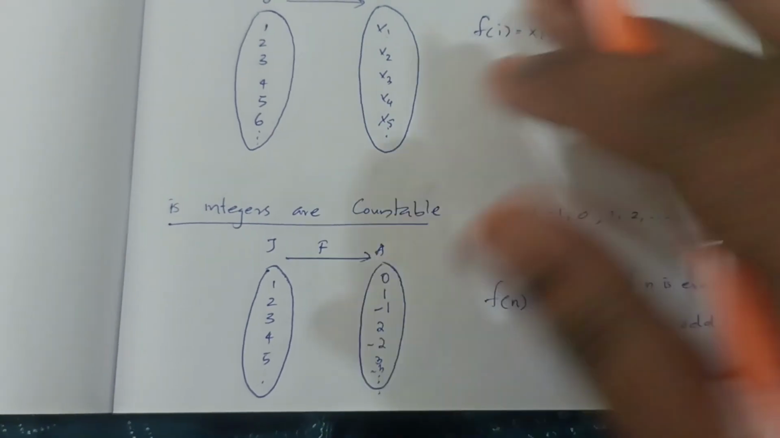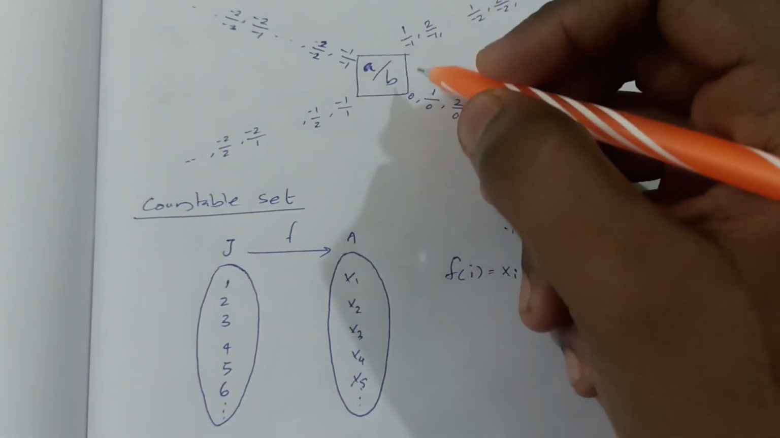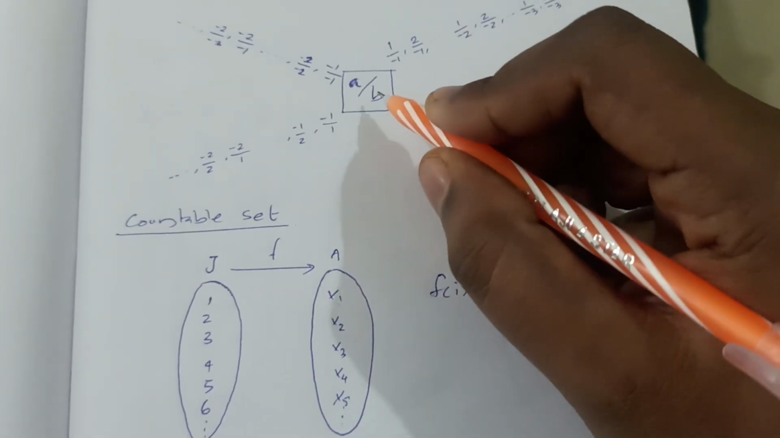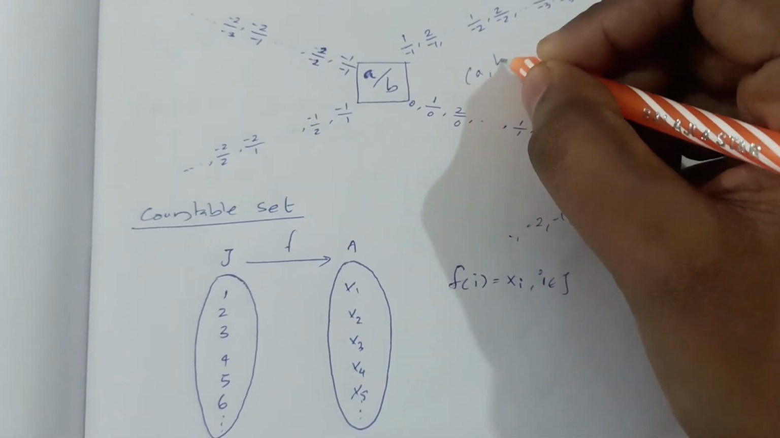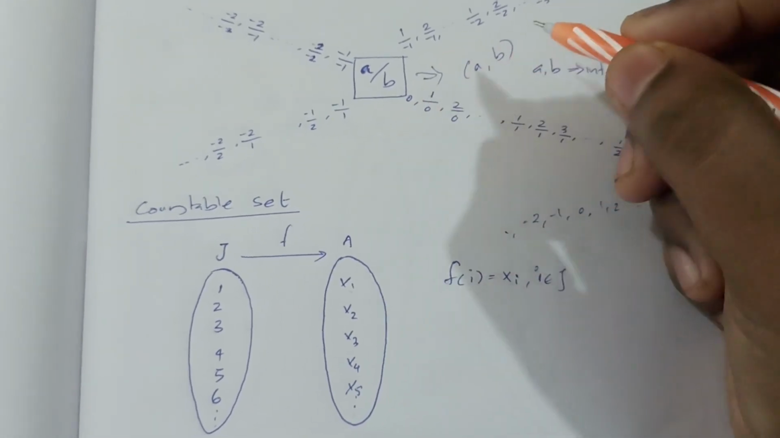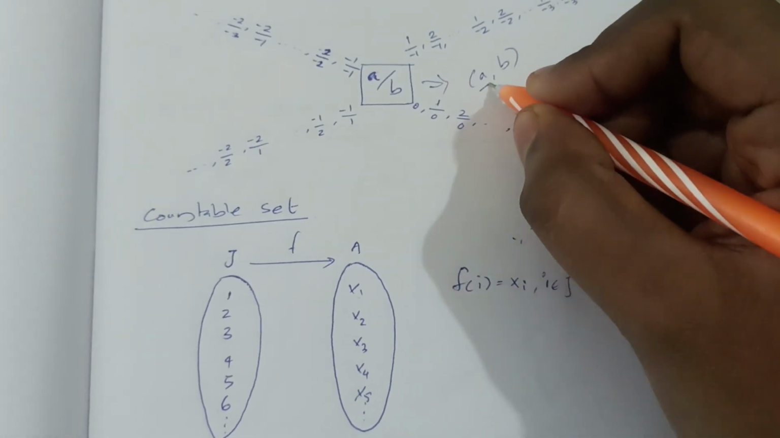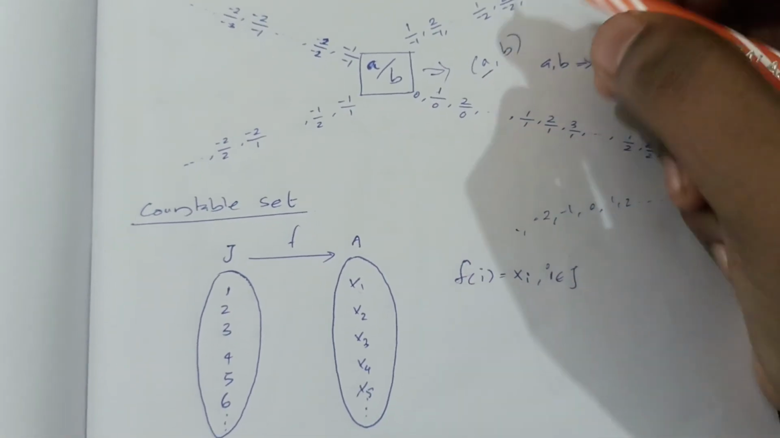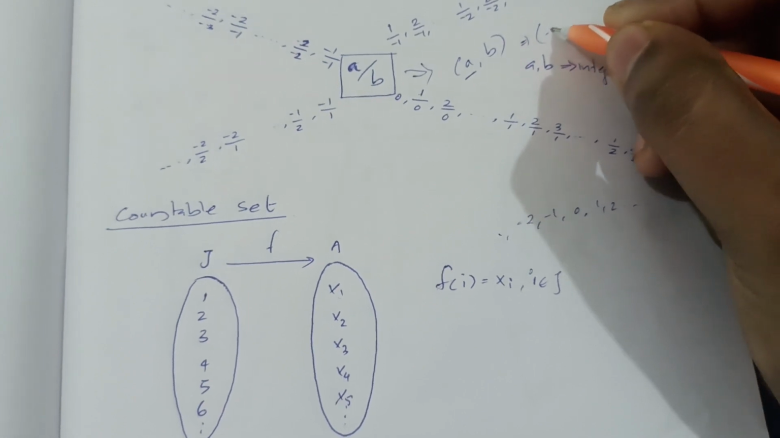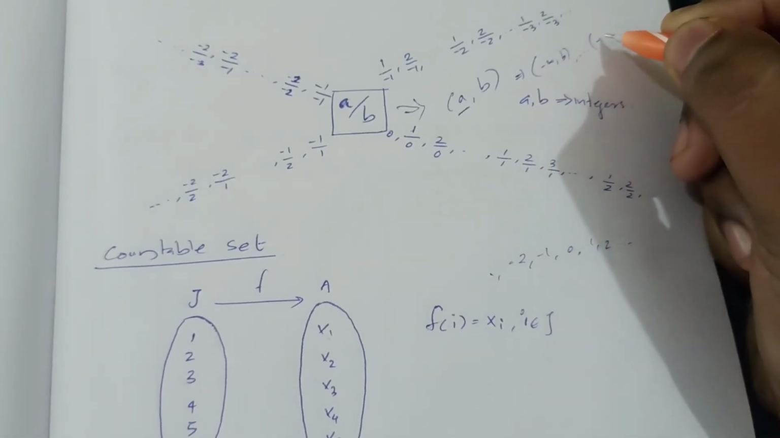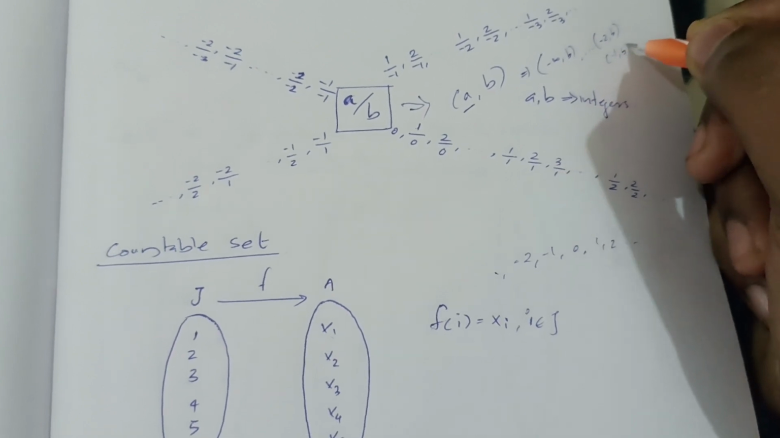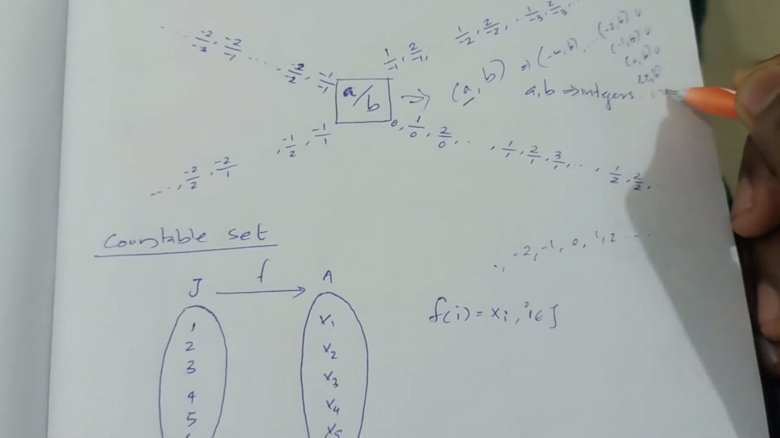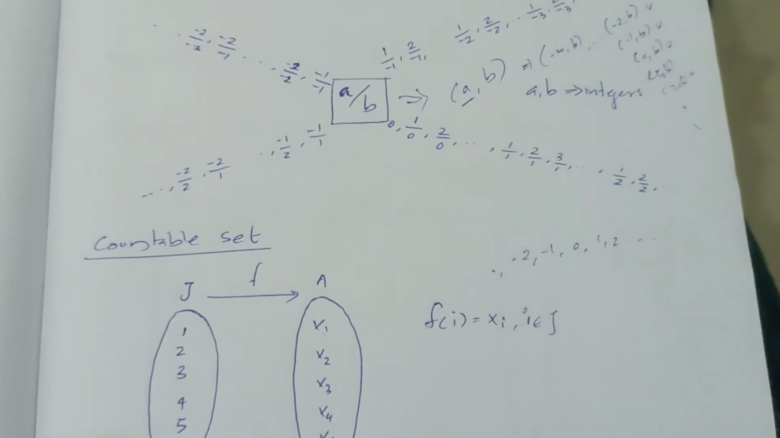Now what I am doing is, we know that the rational numbers are in the form of a by b. For understanding the concept easily, I am denoting a by b as a comma b, and I am fixing each term of a with each integer. Then what we get? We get the terms like minus infinity comma b and so on, minus 2 comma b, minus 1 comma b, union 0 comma b, union, and so on, 1 comma b, 2 comma b, union, and so on. We get all the integers union, right?